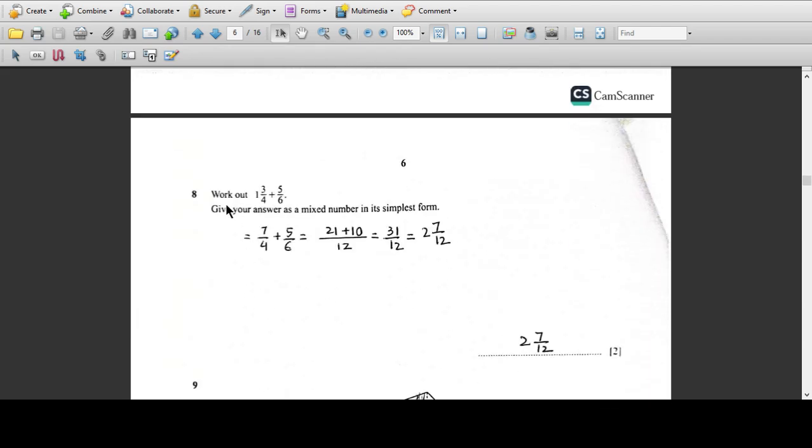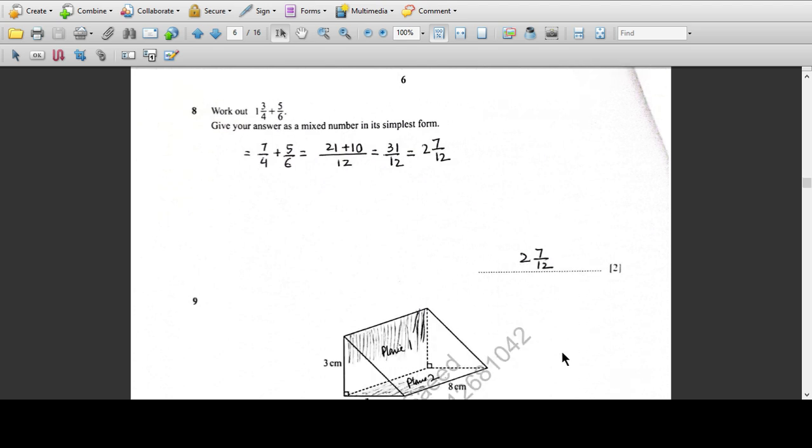Question number 8. Work out 1 3/4 plus 5/6. So this is 4 times 1 plus 3 is 7/4, plus 5/6. Take the LCM, which is 12. 12 divided by 4 is 3, multiplied by 7 is 21. 12 divided by 6 is 2, multiplied by 5 is 10. 21 plus 10 over 12 is 31/12, and in simple proper form it becomes 2 7/12. So this is the answer. So we have worked out and obtained this value.